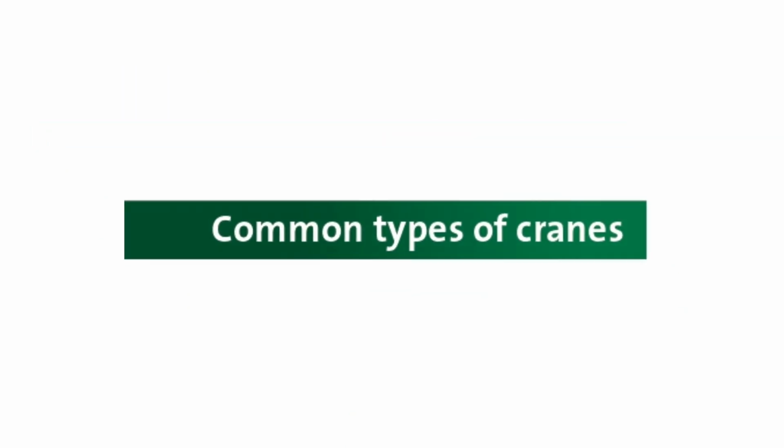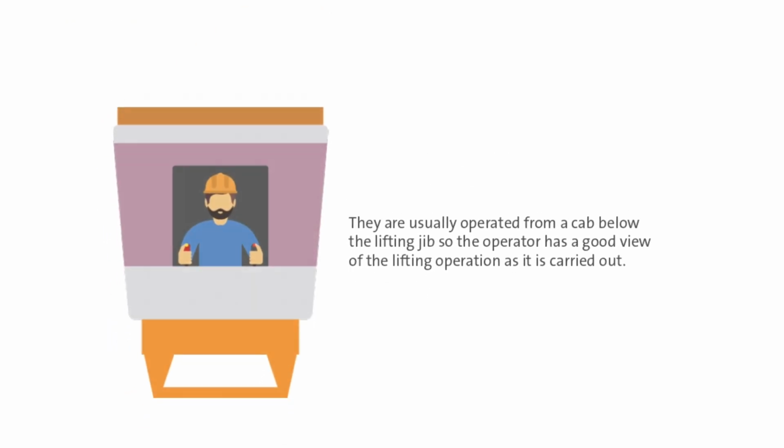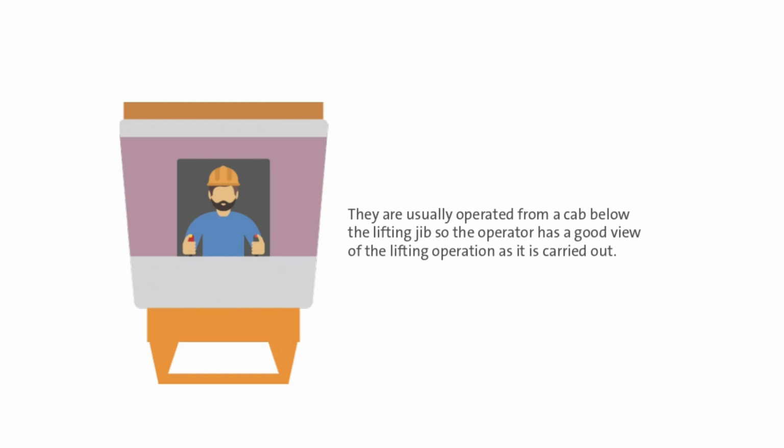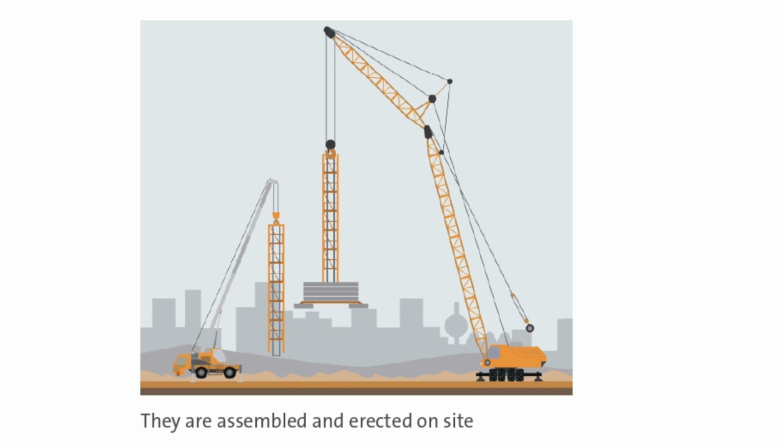Common types of cranes. Tower cranes. Tower cranes are the most common crane found on a construction site. They are usually operated from a cab below the lifting jib, so the operator has a good view of the lifting operation as it is carried out. They are assembled and erected on site.